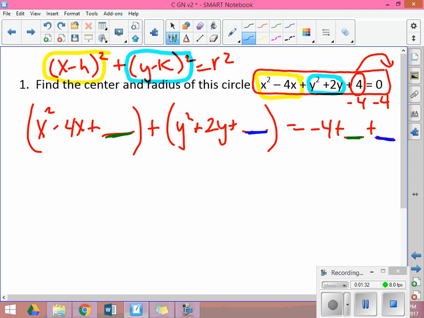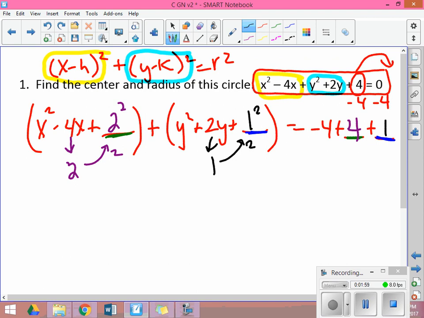So completing the square says take half of this term, which is 2, then square it, and I'm going to write 2 squared. If you want to write 4 over here, or 2 squared, that's fine. But in this first slot, put 2 squared. Then I'm going to take half that middle term, which is 1. I'm going to square it, and I'm going to write 1 squared, and I'm going to add 1 to both sides.